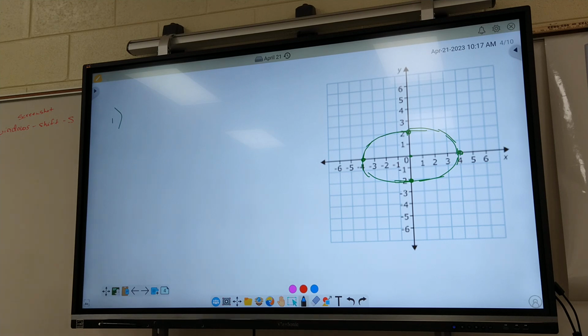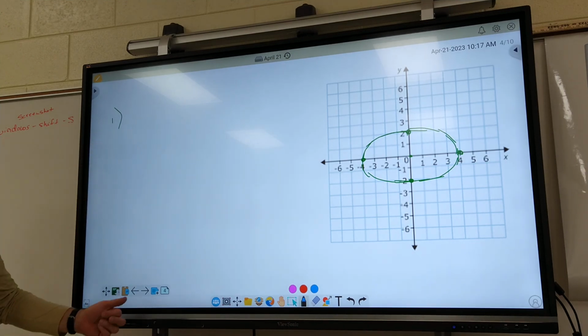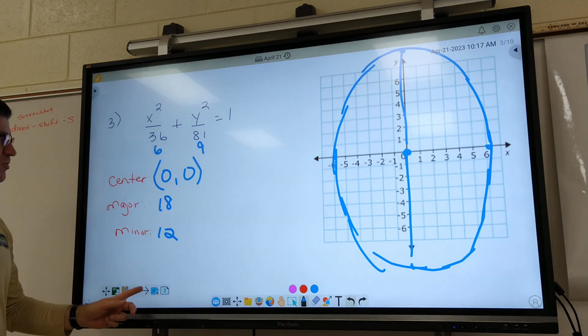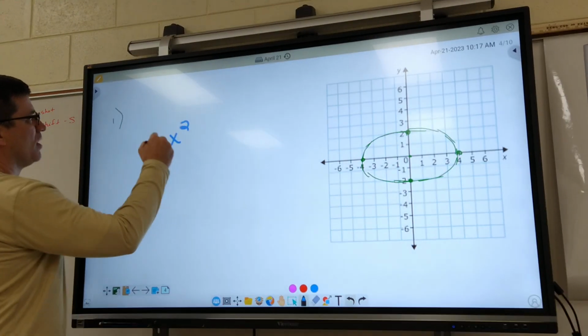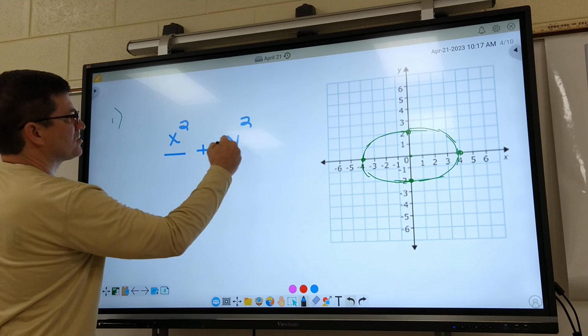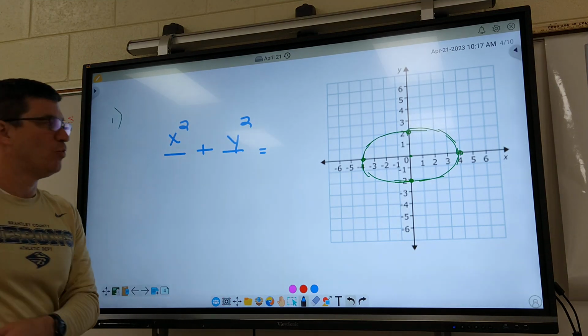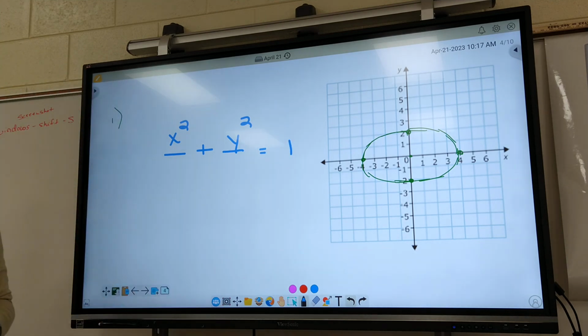All right, now you have to write the equation based on what you're looking at over here. So what's our center? 0, 0. So it's going to look like the one that was 0, 0. It's just going to be x squared and y squared up top. Leanna, we said every equation is going to equal 1. Every equation for an ellipse has got to equal 1 in standard form.